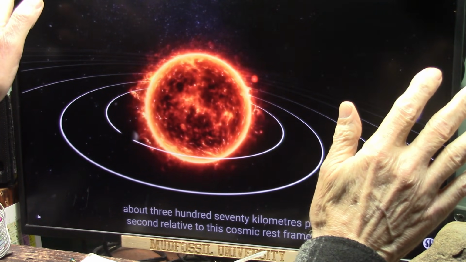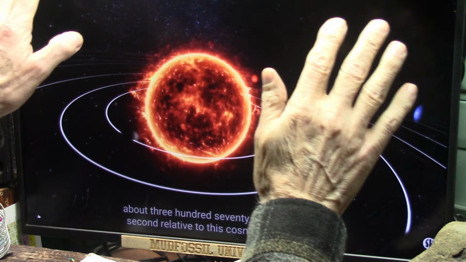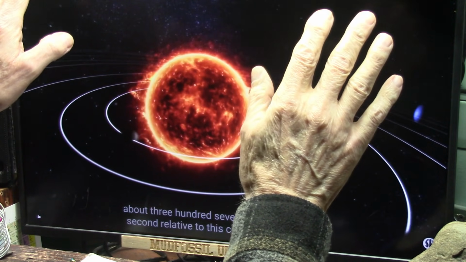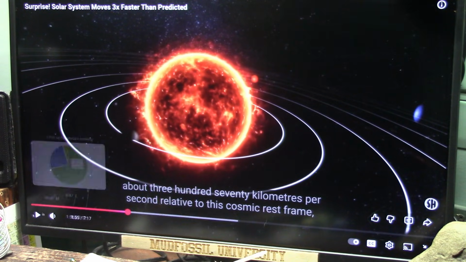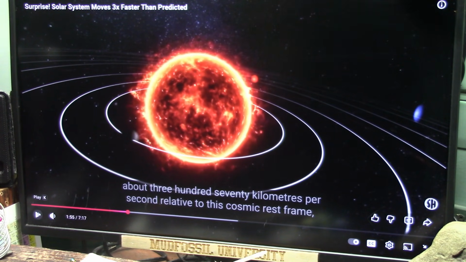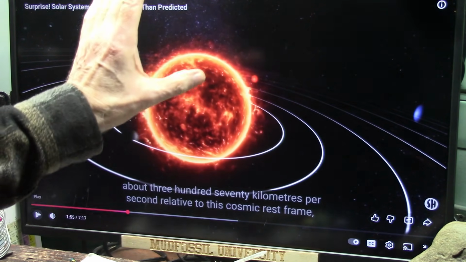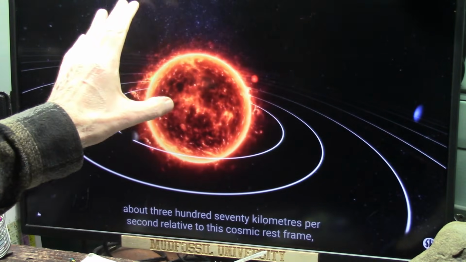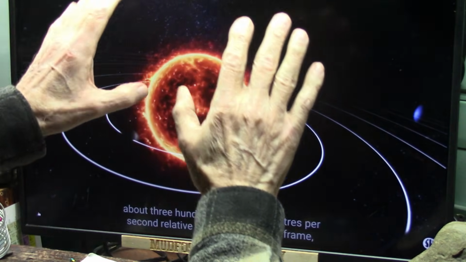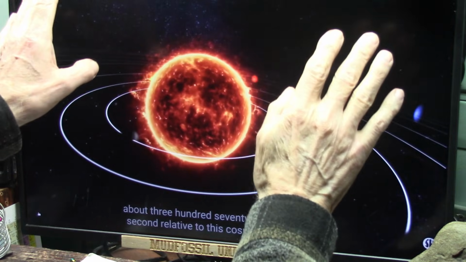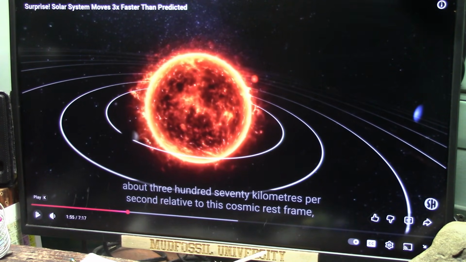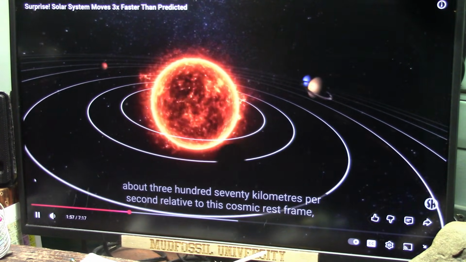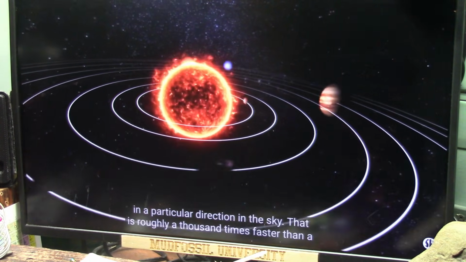Now, I'm not sure how they would base that, because, I mean, how do you read that? Let's just say she's right. Let's just assume that they're right, and somehow they are figuring out how fast we're moving relative to the cosmic microwave background. So we'll accept that for now. "Relative to this cosmic rest frame in a particular direction on the sky."